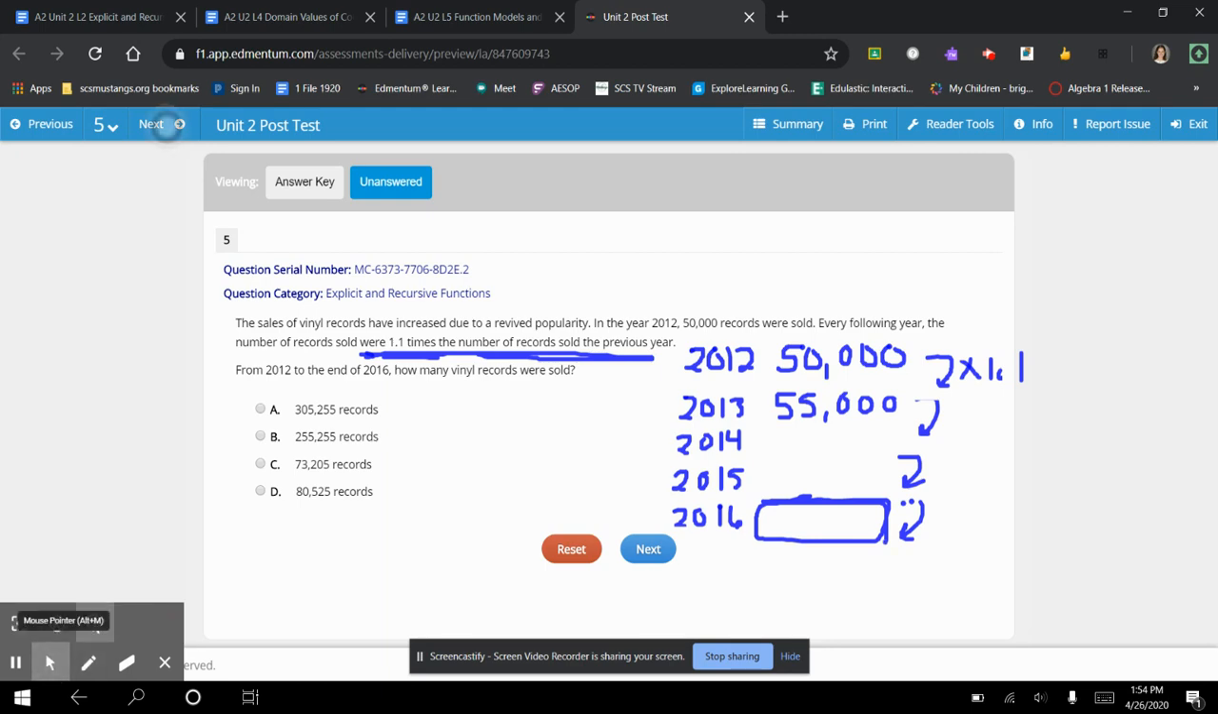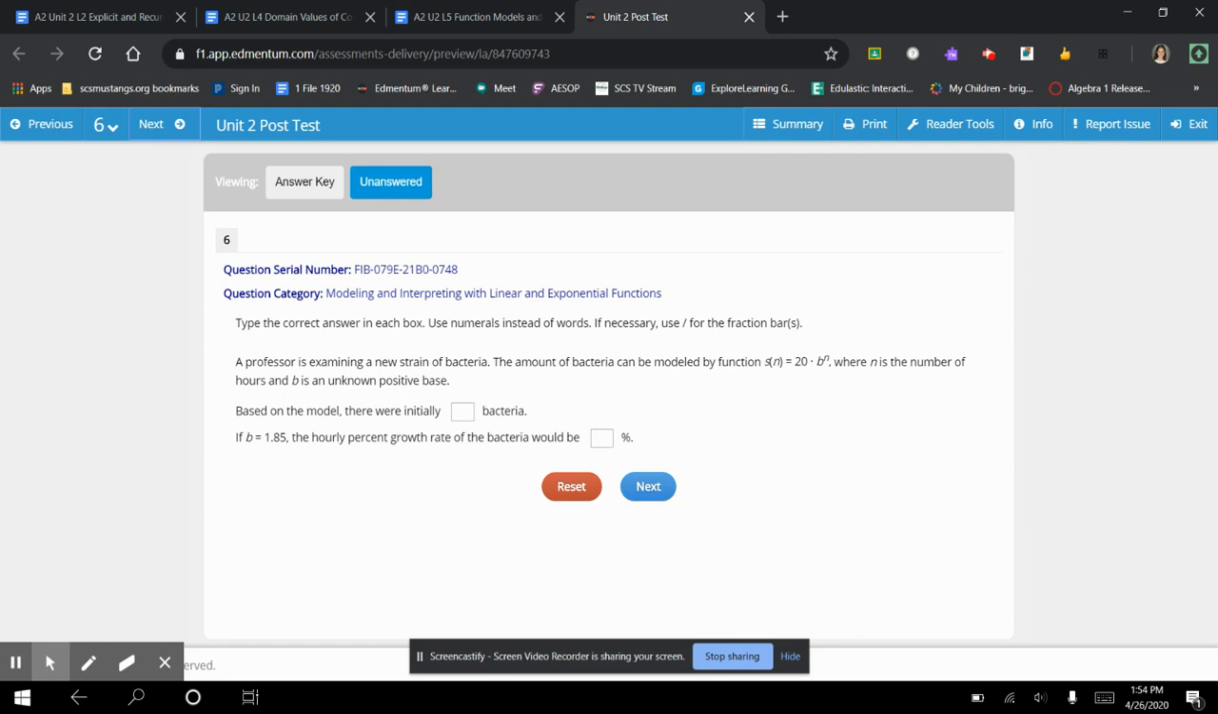Looking at number 6. Number 6 says, type the correct answer in each box, use numbers instead of words, and use a slash for fraction bars if you need them. And as a hint for this one, you will not need fraction bars for this one.